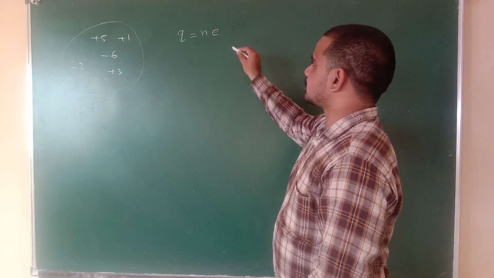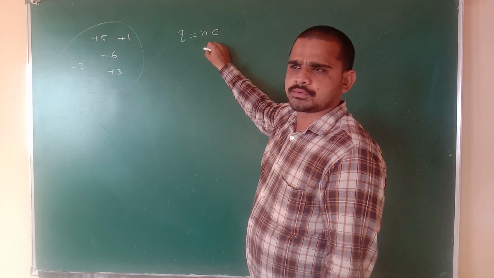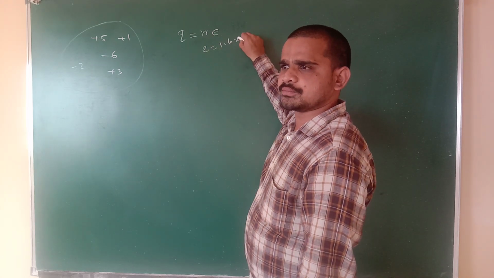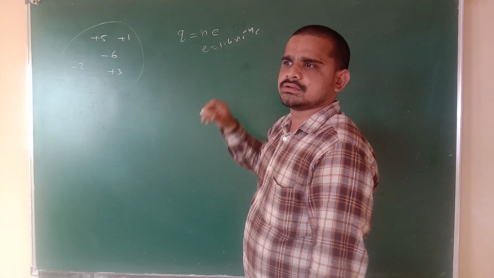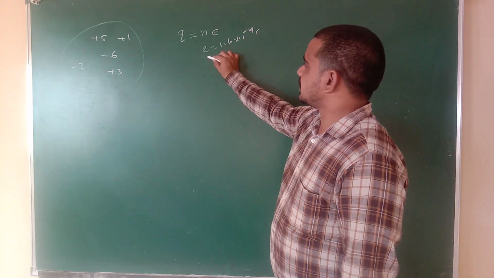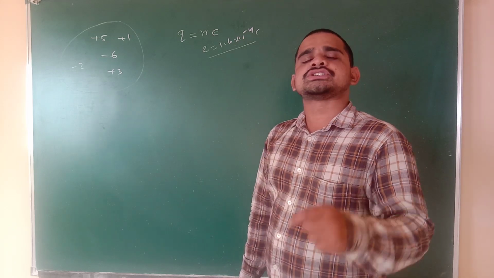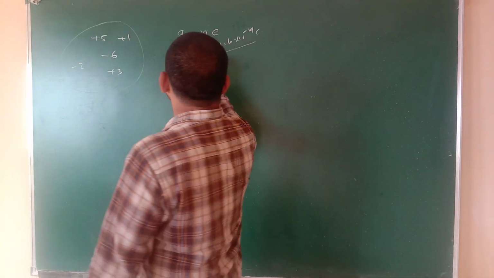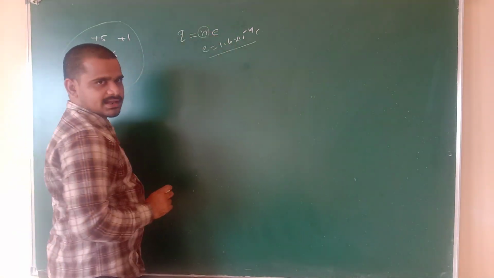The charge of an electron is e. e we know is 1.6 into 10 power minus 19 coulomb. That is the charge of the electron. And the charge of any body will be in integral multiples of e.